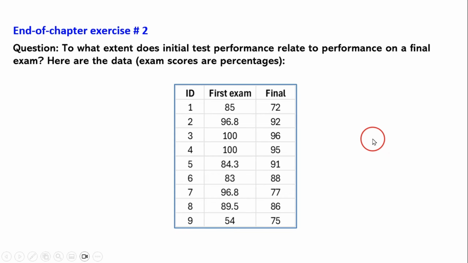So you can see that this is a fairly small data set with 9 students who took a first exam and then took a final exam. And you can see that the most you could score on the exam was 100 and the lowest possible was 0. So here is the data set that we will use to examine this end of chapter exercise.